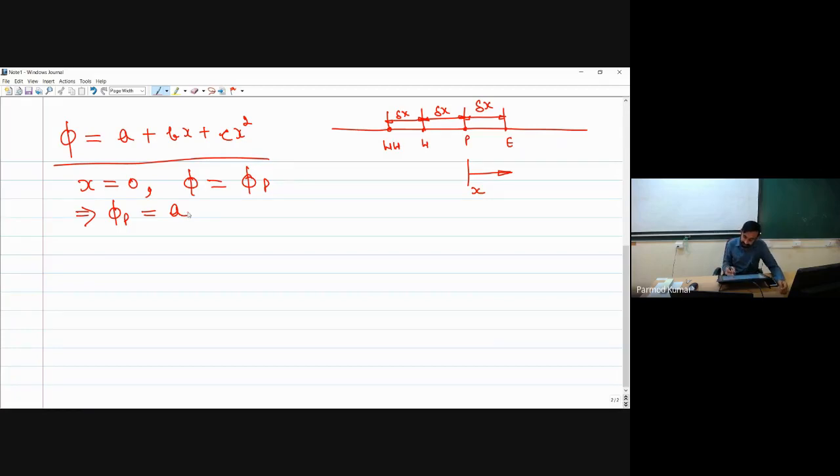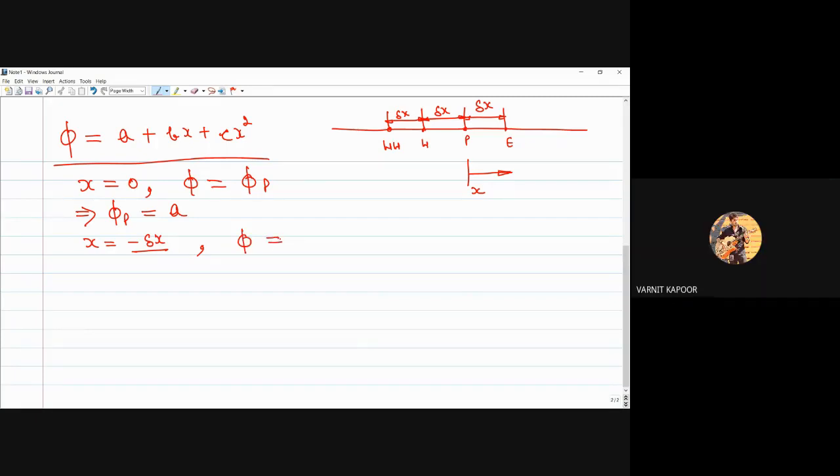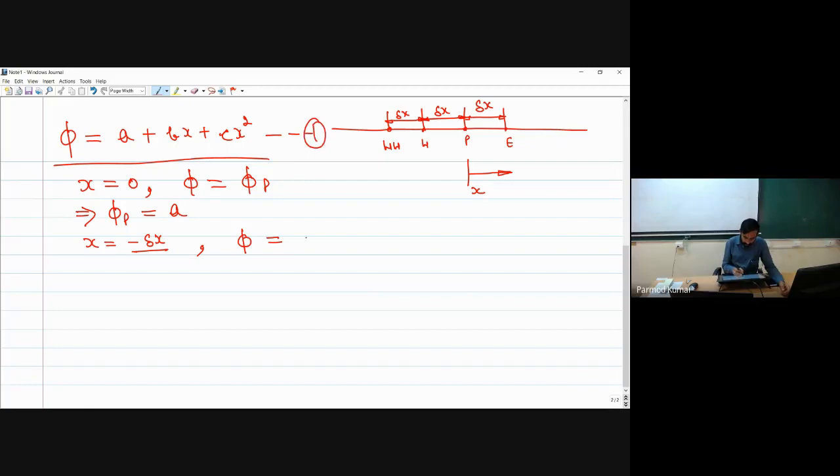Okay. Now second thing what I can do, I can say when my x is equal to minus delta x, what is the value of phi at that point? Phi w. So value of phi is nothing but equal to phi w. So from here I can write equation number 2: phi w equal to, in place of a I will be writing phi p, plus b into minus delta x, plus c into minus delta x whole square.